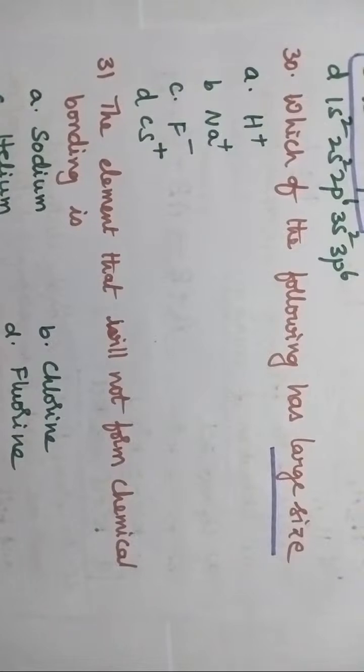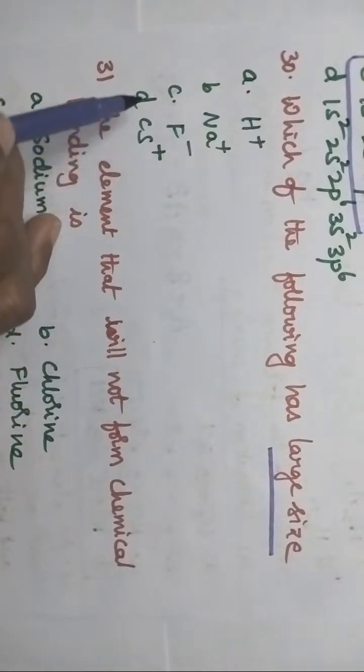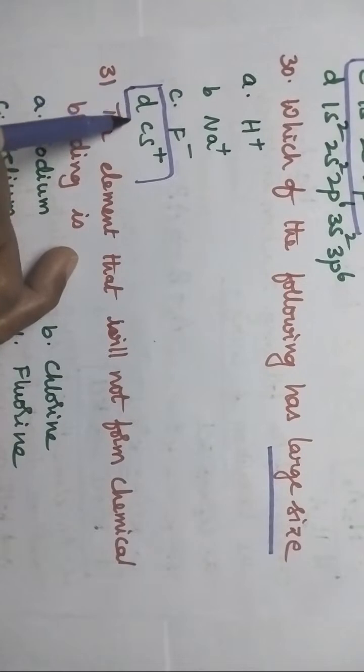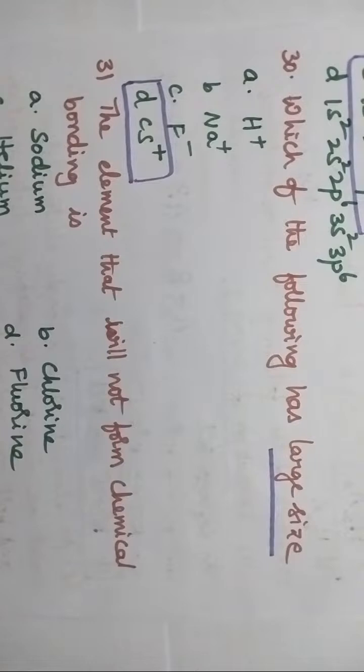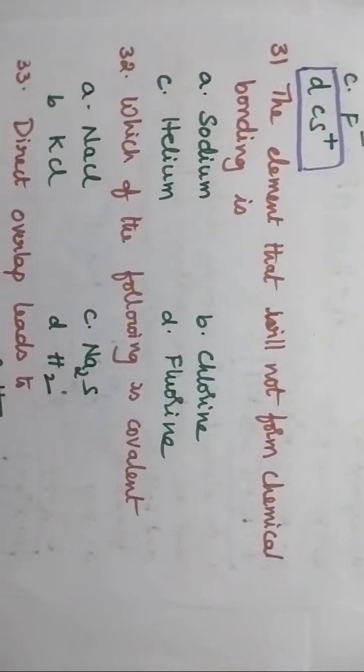So definitely anions will have large size than the cations, but coming to the here, option D is the right answer. More number of subshells are, more number of orbits are present. With the result, automatically the size of the cesium is greater. Okay, option D is the right answer. Very good Rajeshwari.